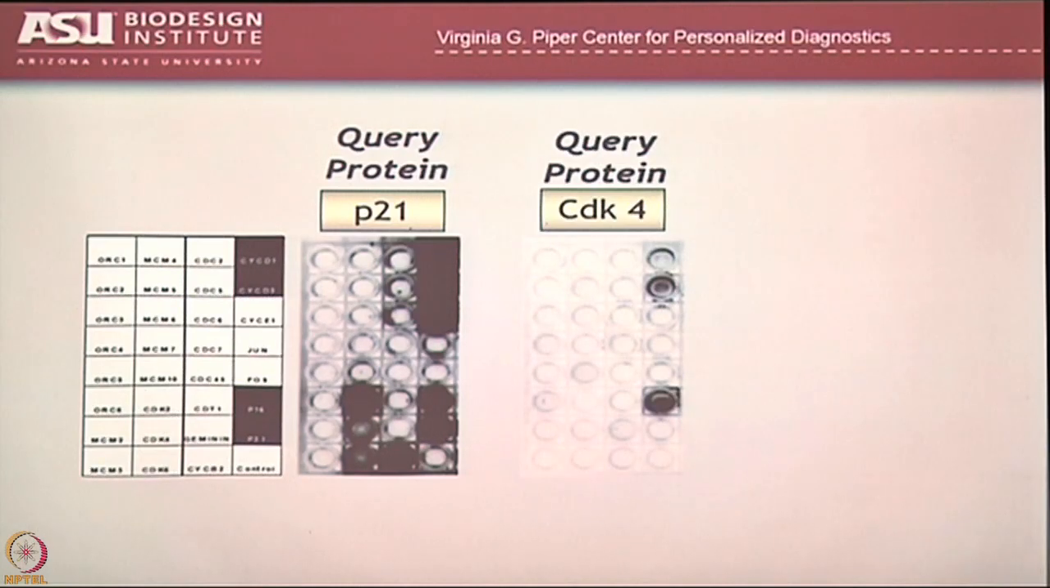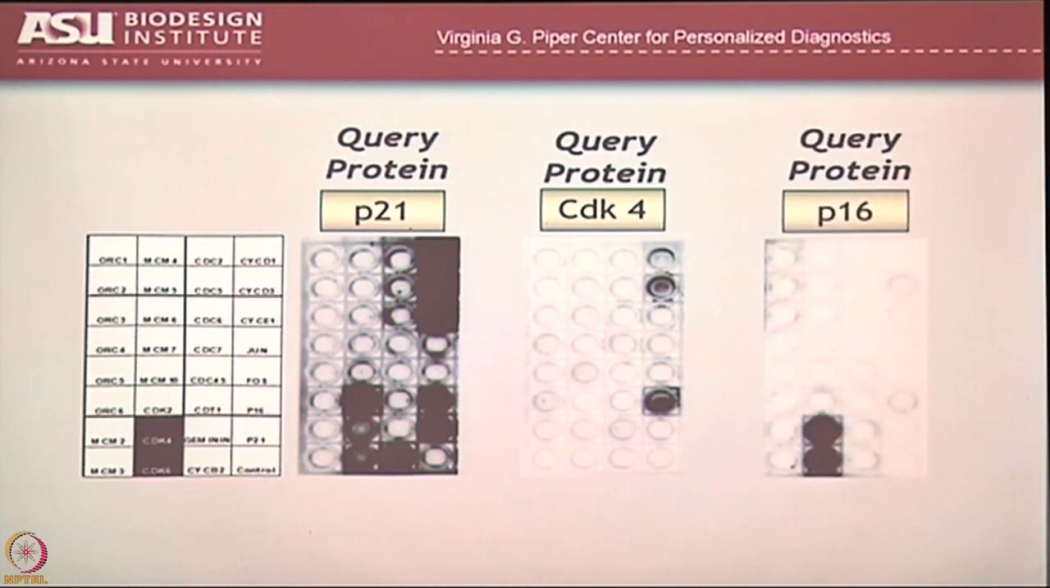If you probe with a different query, in this case CDK4, it's going to bind to the cyclin Ds and it's going to bind to P16. And if I probe with P16, it's going to pick up these CDKs. So you can see, using different queries, I get different interactors. And again, this is not a microscopic array. This is a 96-well dish.